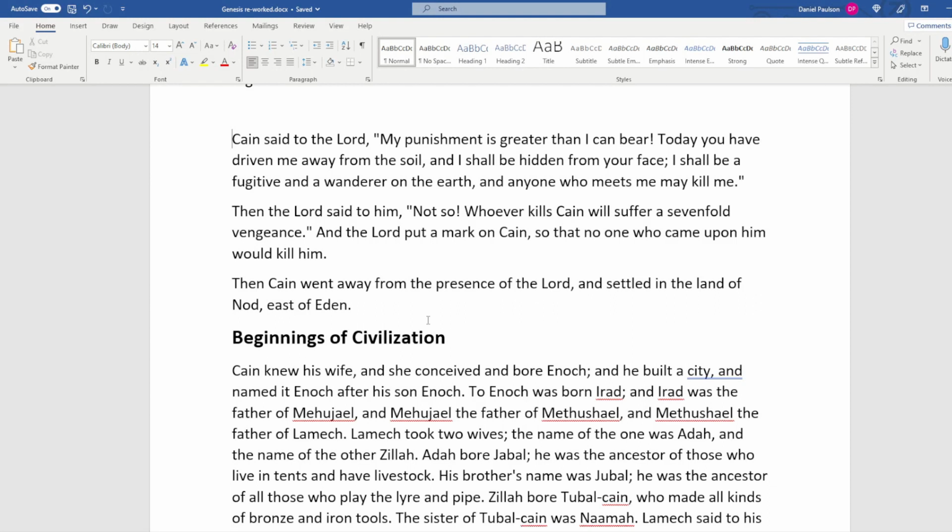But then the Lord said, no, not so. Whoever kills Cain. That's weird, doesn't it? Doesn't that sound weird? Then the Lord said to him, not so. Whoever kills you will suffer. It should say, I don't know why this sounds weird sometimes. Whoever kills Cain will suffer a sevenfold vengeance. And the Lord put a mark on Cain so that no one who came upon him would kill him.